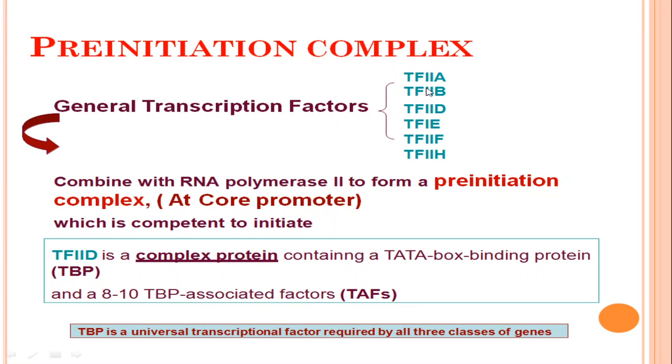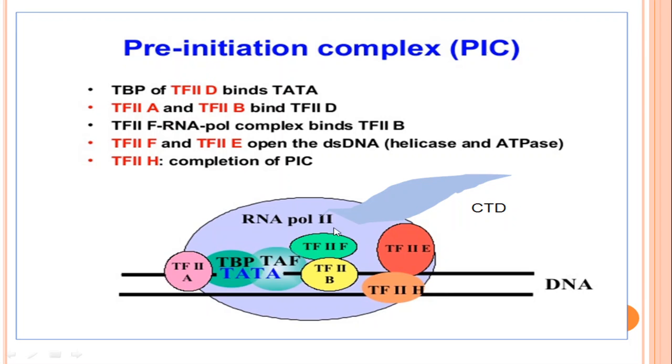Among all these factors, the first factor to play a role is TFIID, which contains TBP, the TATA binding protein, and this plays a significant role in recognizing the core promoter and initiating the initiation process. You can see over here, first of all, the TATA binding protein of TFIID binds to the TATA box.